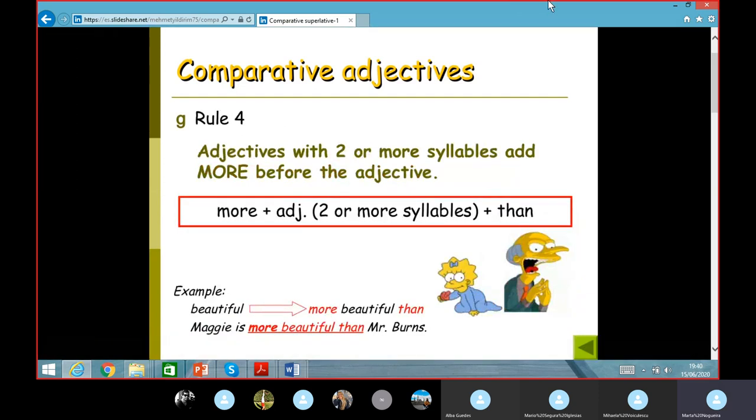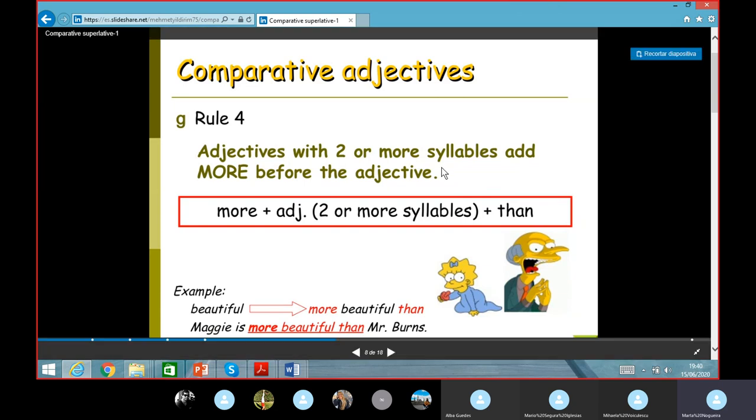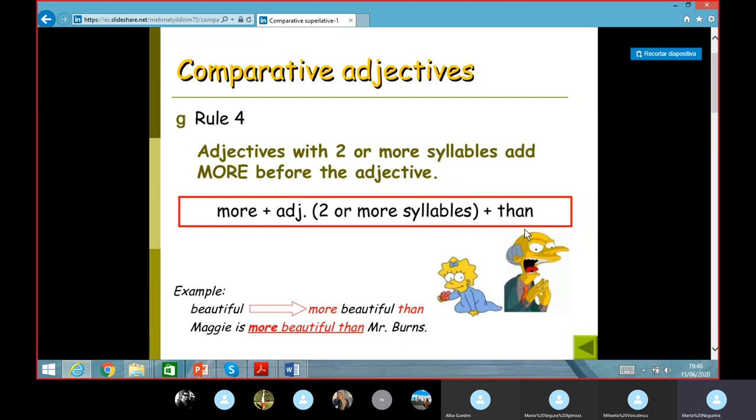Adjectives having two or more syllables need to be added more than the adjective and then than. En los largos, ¿qué pongo? Pongo more, ¿vale? Ahí ya tengo la R incluida. Dejo el adjetivo tal cual y luego pongo el than, que es el término de la comparación, ¿vale? Maggie is more beautiful than Mr. Burns. Maggie es más guapa que. Más guapa que. ¿Por qué no he añadido ER? Porque la palabra ya es muy larga. Si tiene dos o más sílabas, voy a dejar el adjetivo tal cual y voy a poner el more. Maggie is more beautiful than Mr. Burns. This is rule three, rule four.